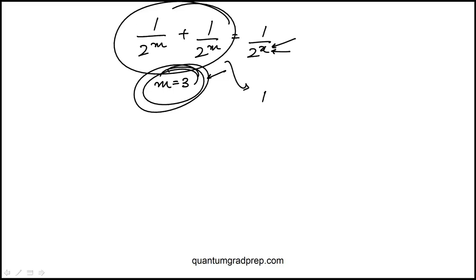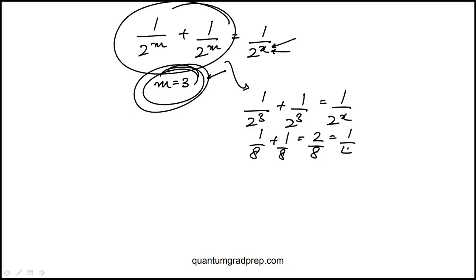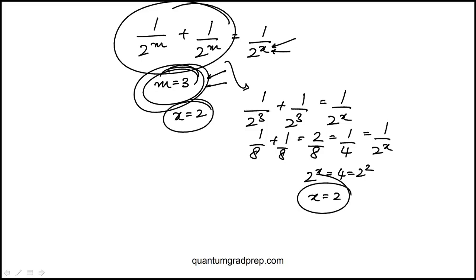So here, 1 over 2 cubed plus 1 over 2 cubed is 1 over 2 to the x. This is 1/8 plus 1/8, which is 2/8, or 1/4, which means 2 to the x is 4, which is 2 squared, so x is 2. So we're looking for that answer choice that when we replace m with 3 gives x equal to 2.